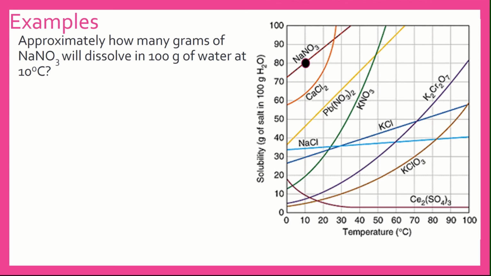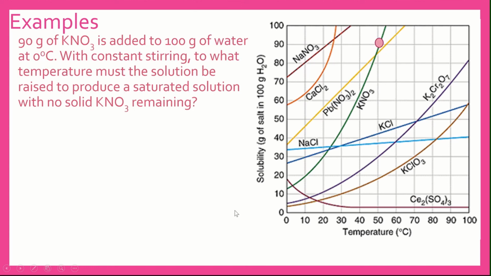Approximately, how many grams of sodium nitrate will dissolve in 100 grams of water at 10 degrees? So 10 degrees, 100 grams of water, sodium nitrate, here's the line. It's about 80 grams of sodium nitrate can be expected to be dissolved at 10 degrees.